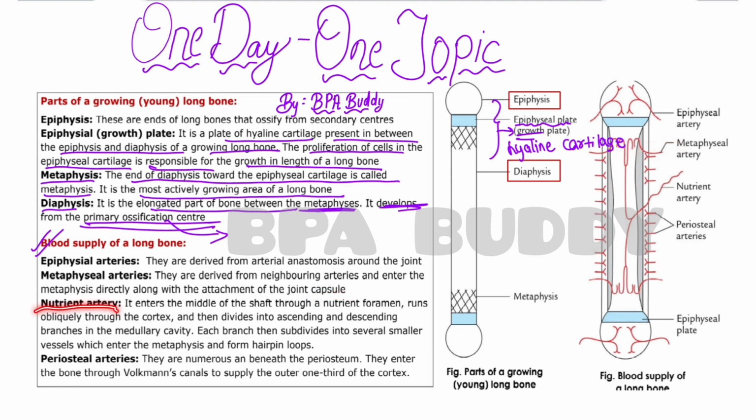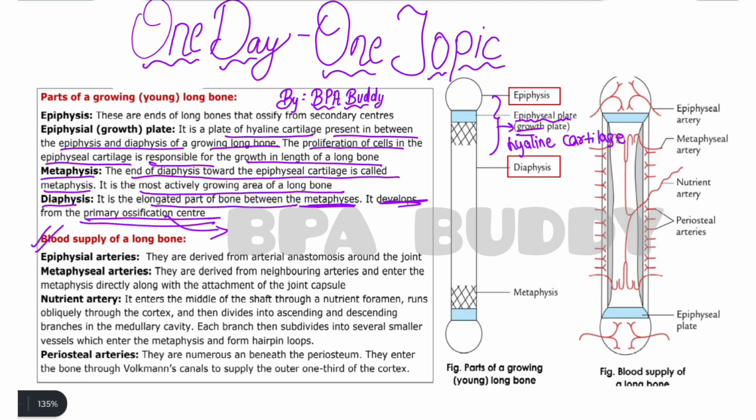Then comes the nutrient artery. It enters the middle of the shaft through the nutrient foramen. This is the nutrient artery, and it enters inside the middle with the help of the nutrient foramen, and runs obliquely through the cortex, and then divides into ascending and descending branches in the medullary cavity.